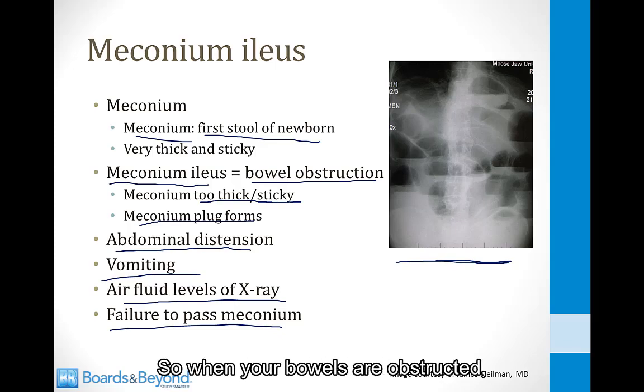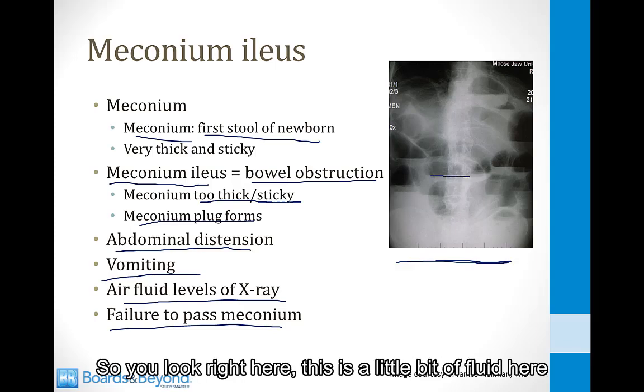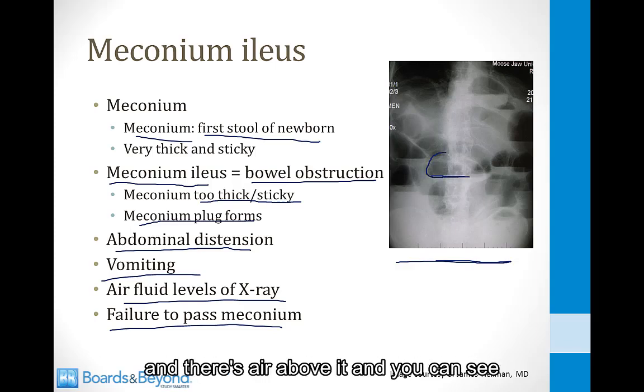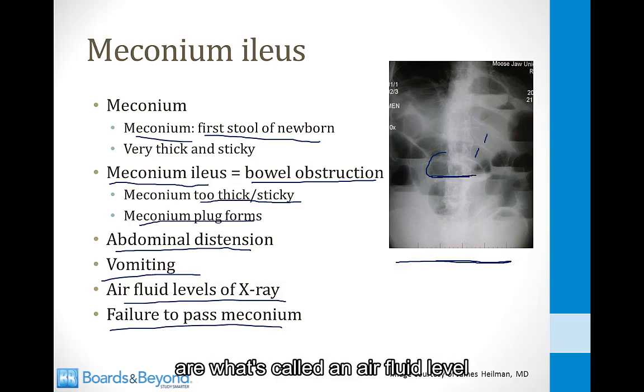So when your bowels are obstructed, fluid backs up behind that obstruction. In addition, you don't realize this, but you're constantly swallowing air. So air and fluid get mixed up in your bowels, and you get levels called air fluid levels. So you look right here. This is a little bit of fluid here, and there's air above it, and you can see that the loops of bowel are dilated. So these sort of flat areas of fluid are what's called an air fluid level, and they're seen in bowel obstruction. And just remember that meconium ileus is a classic presentation for cystic fibrosis.